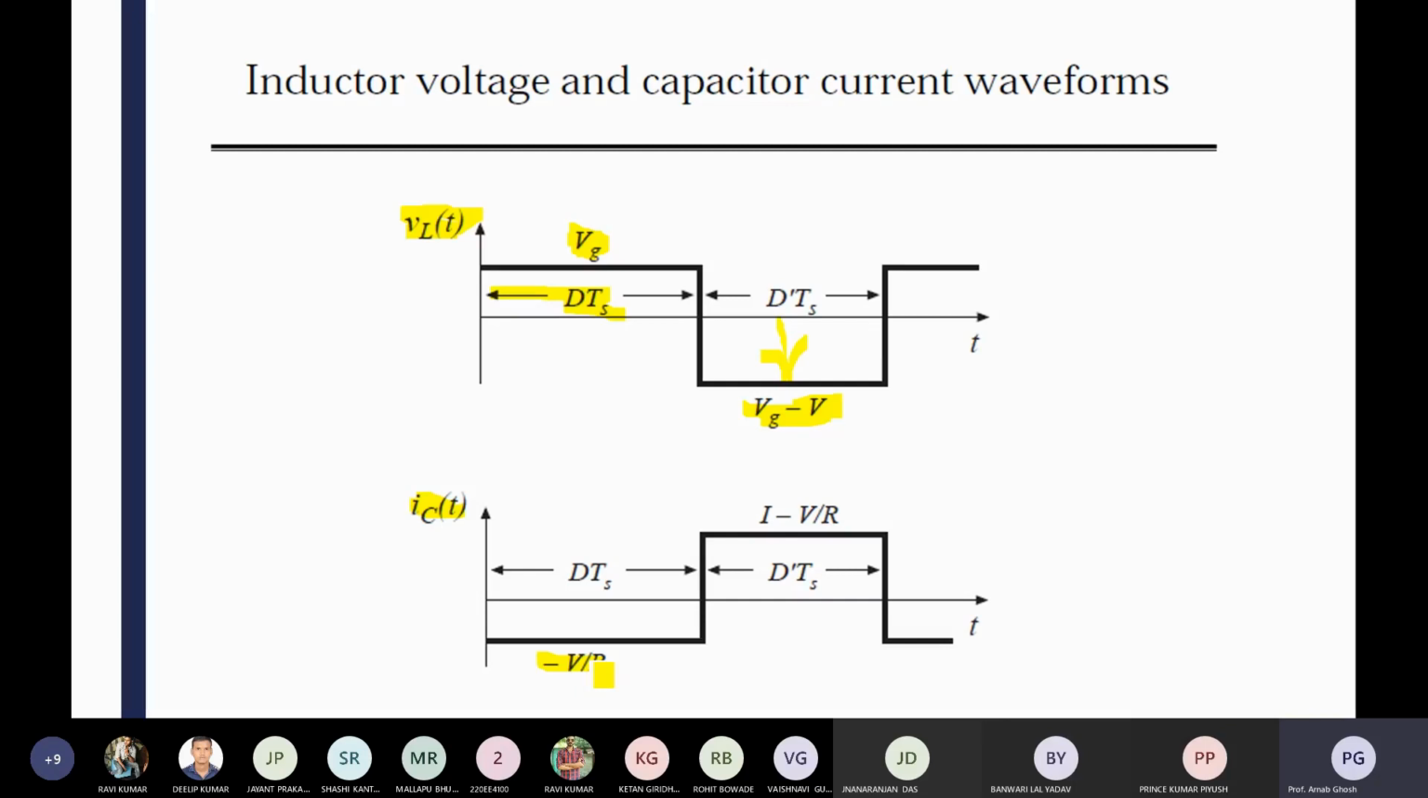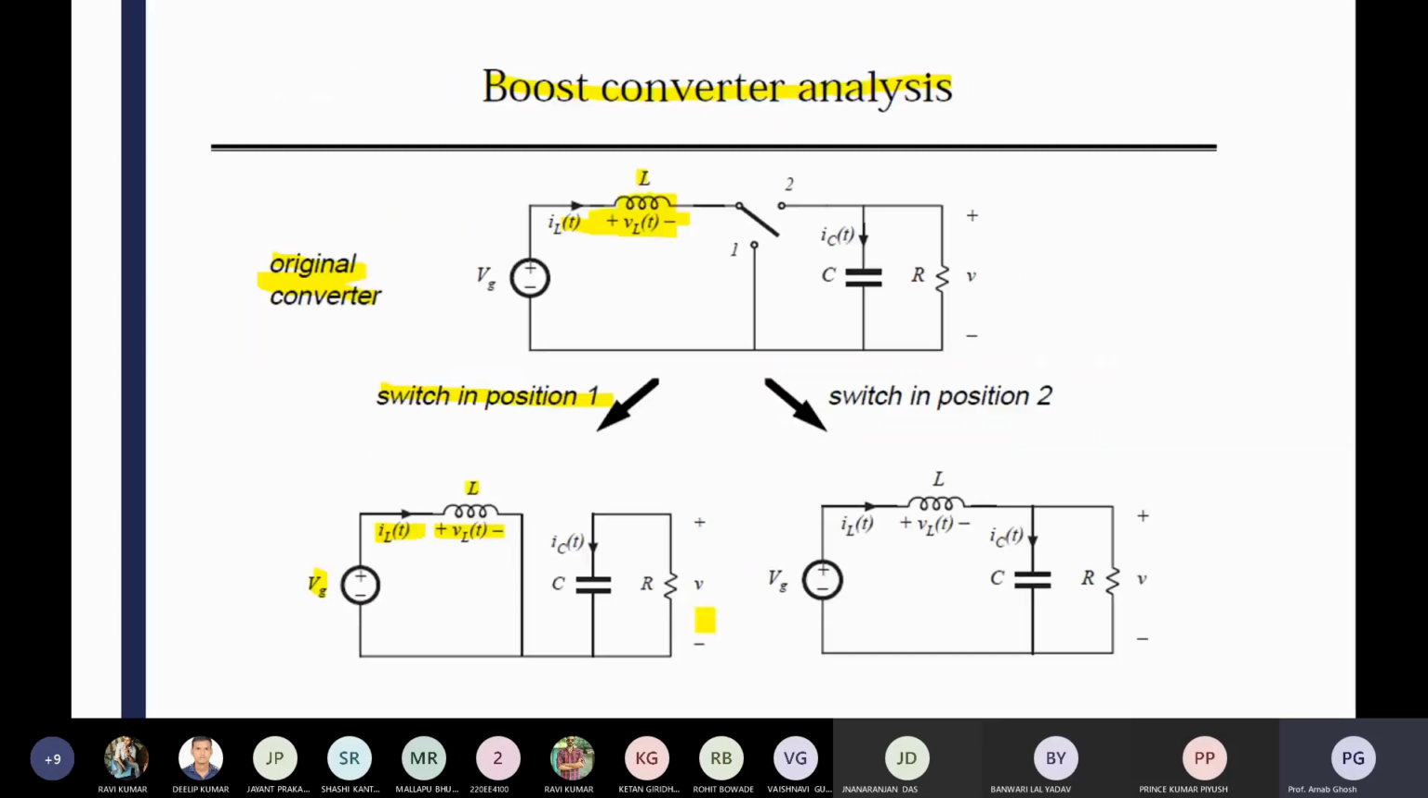If you use KVL at that point, IC is outgoing, and I0 is also outgoing. If you consider one arrow over here, it is your I0. So at that point, IC and I0 both are outgoing. So IC plus I0 equals 0. What is the value of IC? IC equals minus I0. How much value is that?